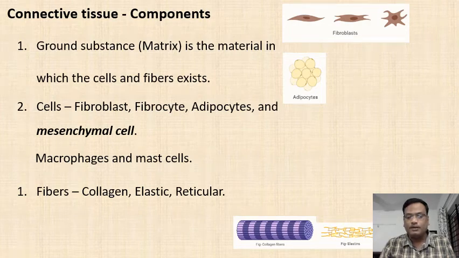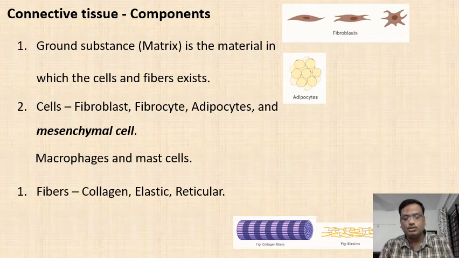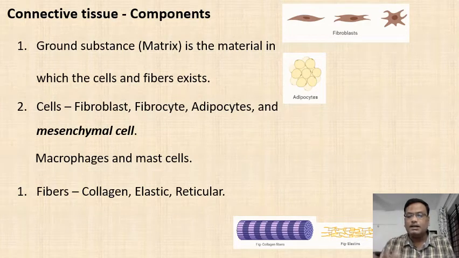adipocytes, etc. And here one very important type of cell we find in the ground substance is the mesenchymal cell. This mesenchymal cell is the one which is going to produce the other kinds of cells like fibroblasts, adipocytes, etc. Now fibroblast is the cell which is going to secrete the fibers, and adipocytes, later we are going to study, is the one which is involved in the storage of fat.